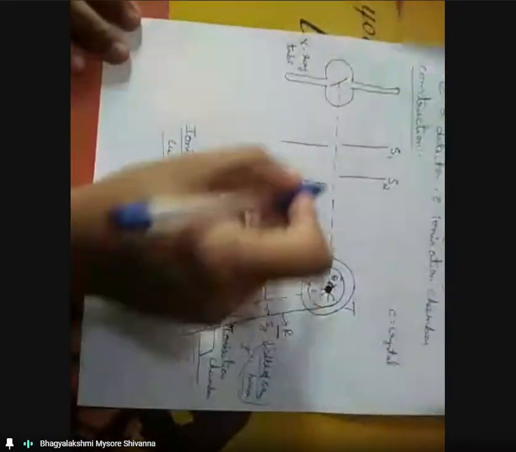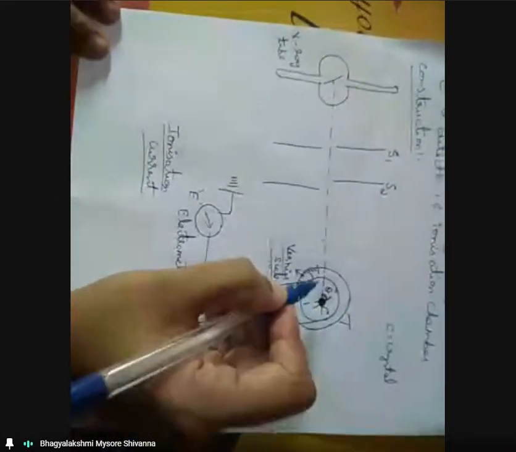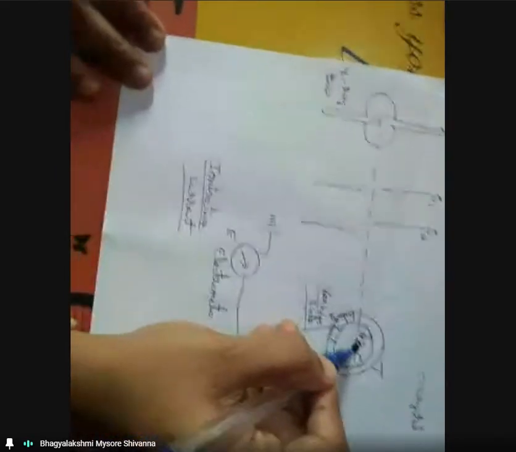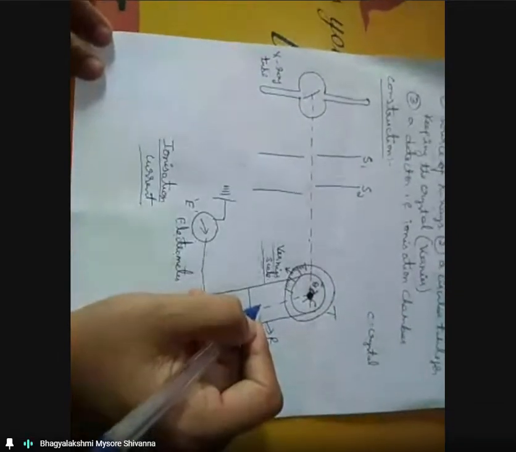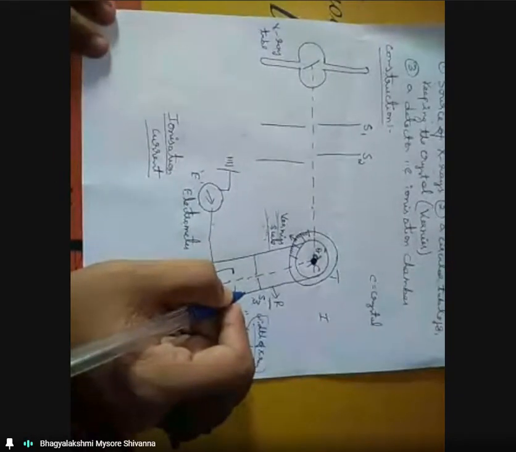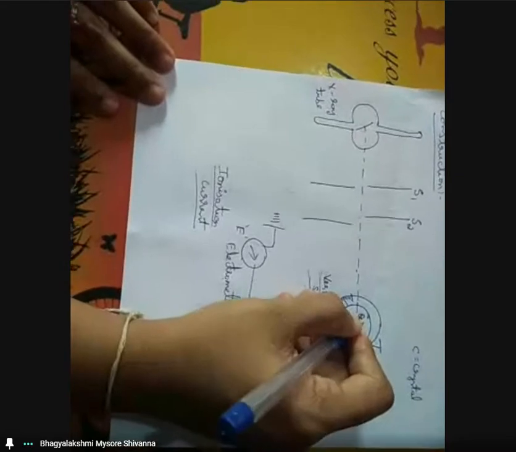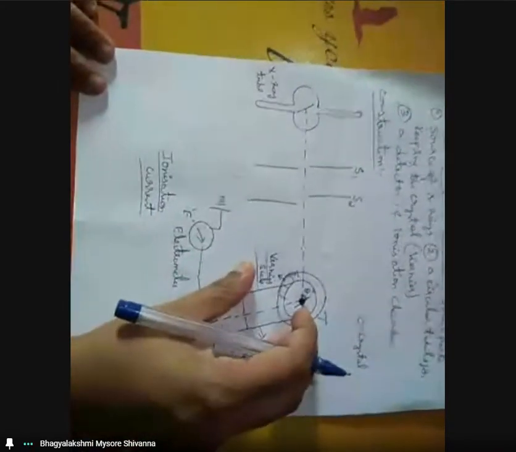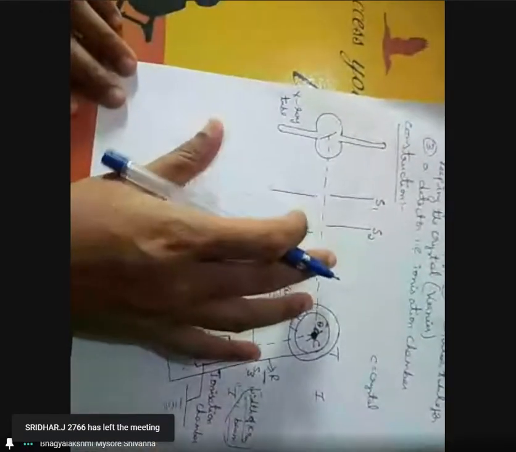When the X-ray beam falls on the crystal, it is diffracted by the crystal, and the intensity of the diffracted X-ray beam can be measured. When the crystal is rotated through an angle theta, the chamber should also be turned through an angle 2 theta. So this is the construction of Bragg's spectrometer, or X-ray spectrometer.